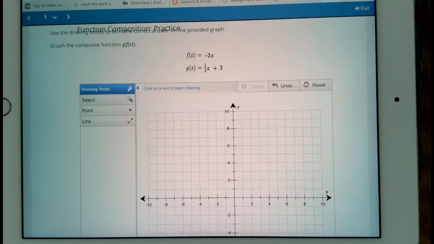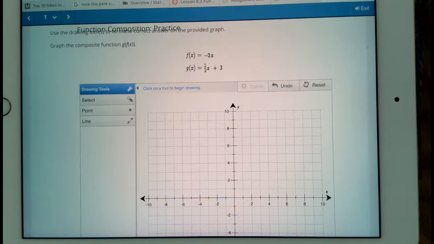Graph the composite function g of f of x. And by the way, that is how you read g parentheses f parentheses x parentheses parentheses. G of f of x. So before we can graph this function, we have to figure out what the value is.